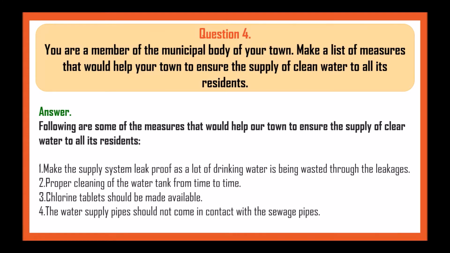Make the supply system leak proof, as a lot of drinking water is wasted due to leakage. Proper cleaning of water tanks from time to time. Chlorine tablets should be made available. The water supply pipes should not come in contact with the sewage pipes.